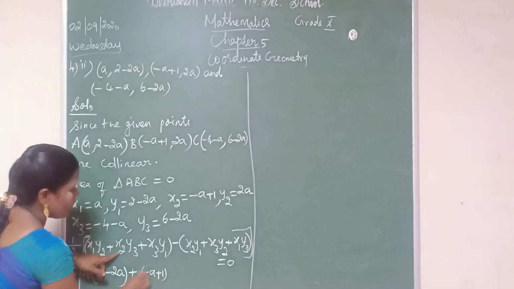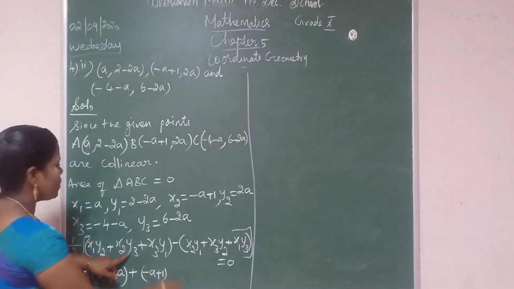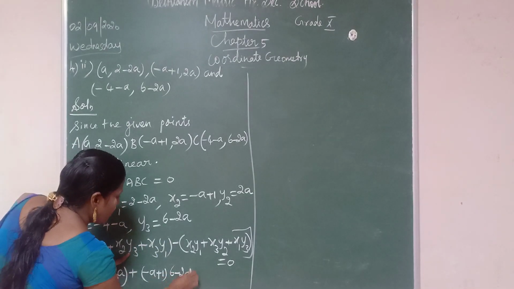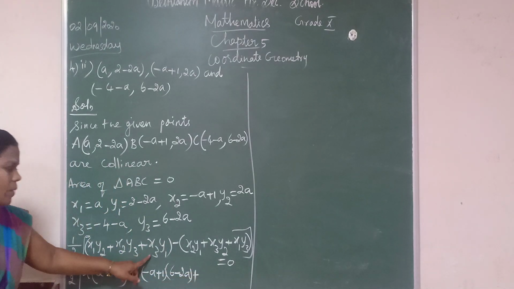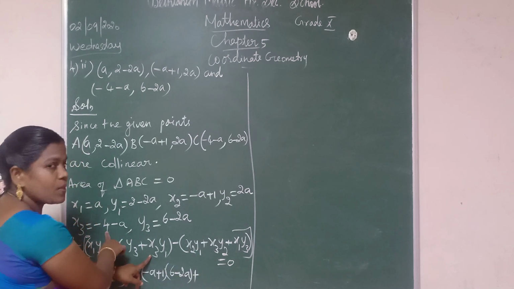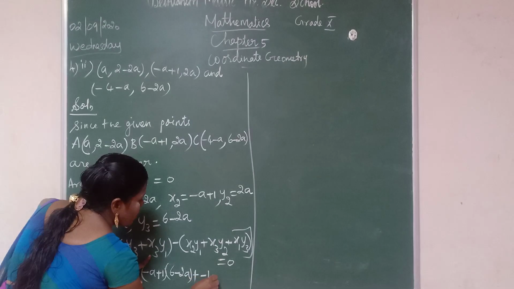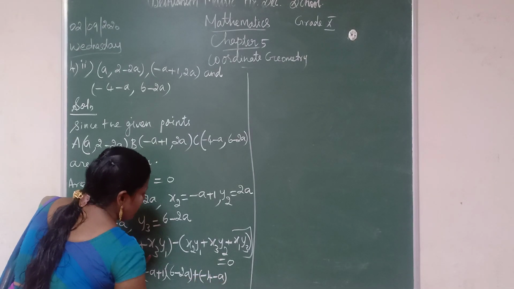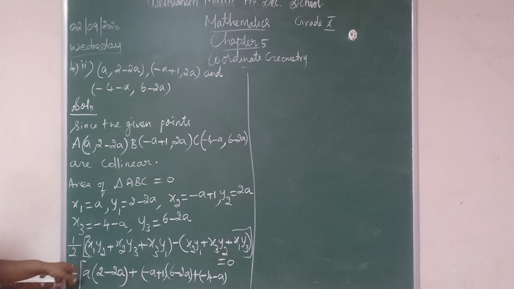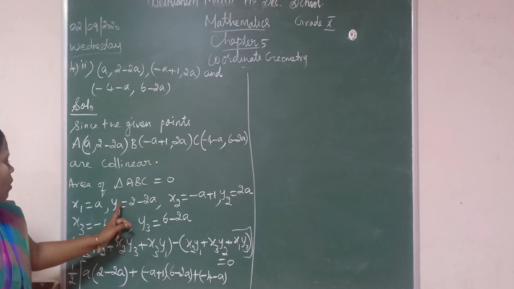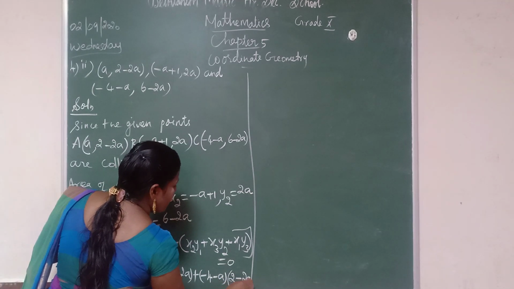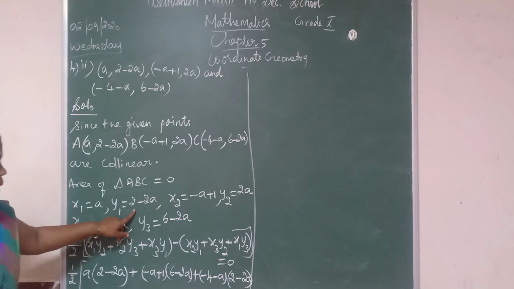It has 2 terms, so let's use a bracket, into y3. What is y3? 6 minus 2a. Plus. What is the next term? x3 y1. What is x3? Minus 4 minus a, into y1. What is the value of y1? 2 minus 2a. Then close the bracket.